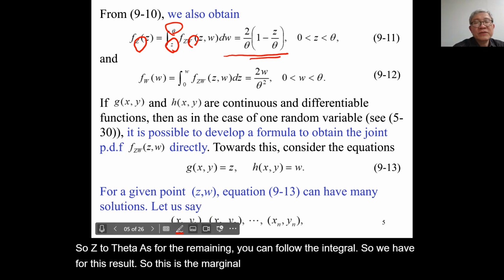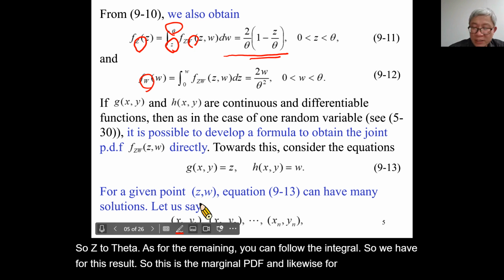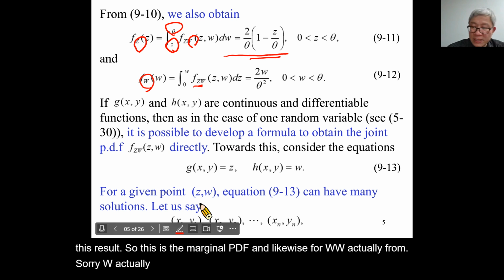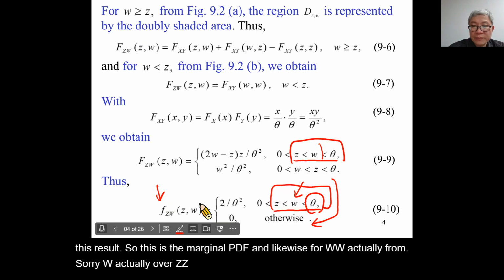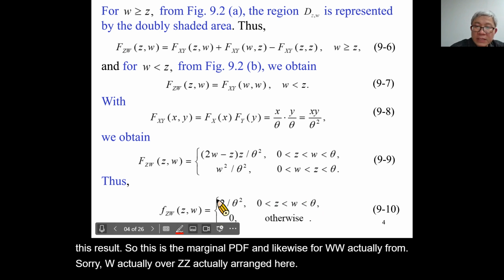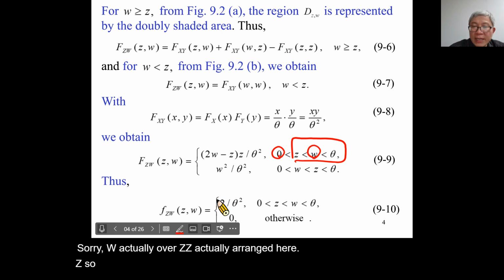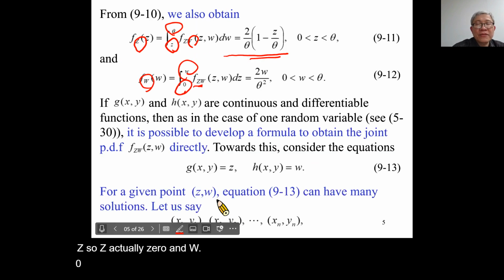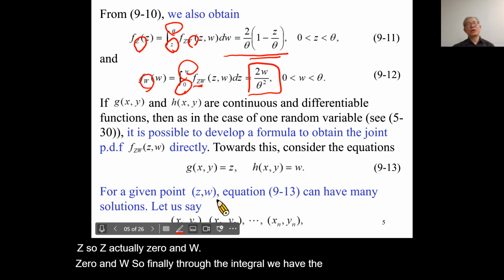And likewise for W, W actually over Z. Z actually the range here. So Z actually 0 and W. So finally through the integral, we have the result. So we have the marginal PDF.